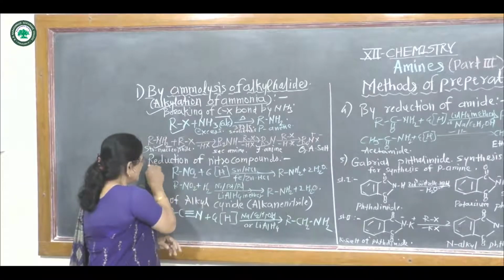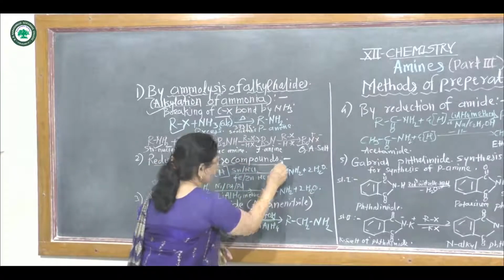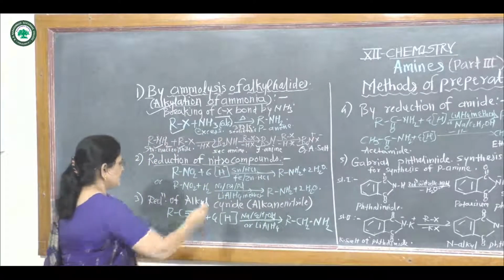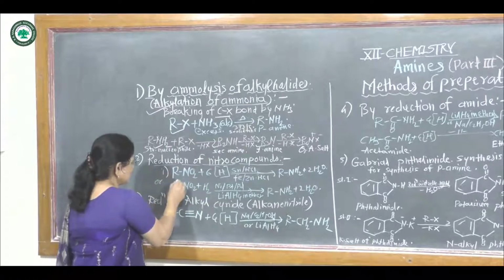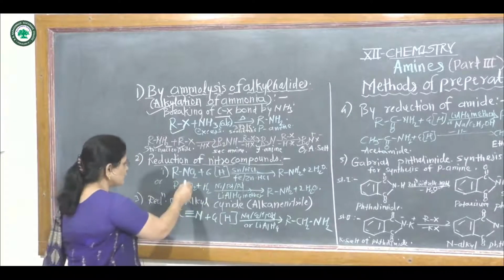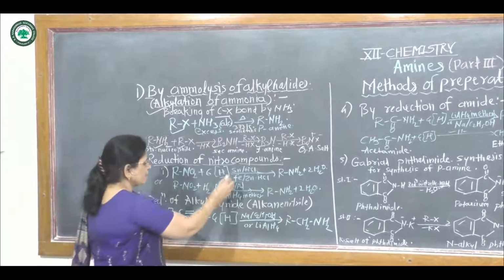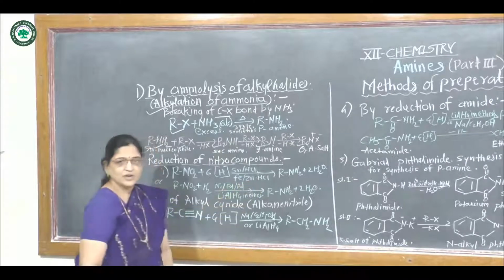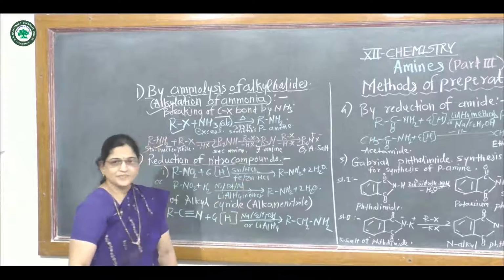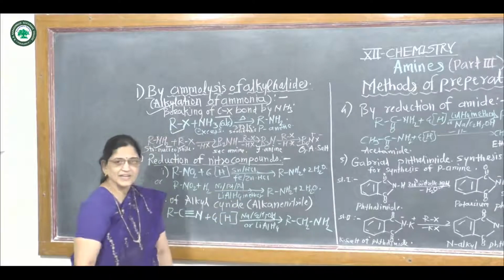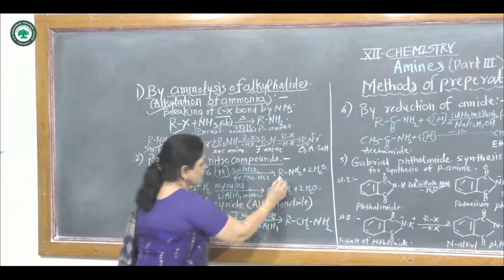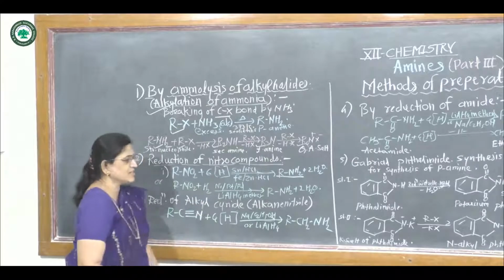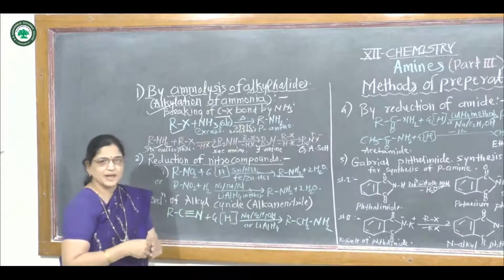Then the second method, reduction of nitro compound. This reduction is carried out in two ways. First, nitroalkane RNO2 plus hydrogen in presence of tin and HCl, or iron and HCl, or zinc and HCl, that is metal and acid, gives RNH2, that means primary amine. It gives 6 nascent hydrogen atoms for the preparation of this primary amine.